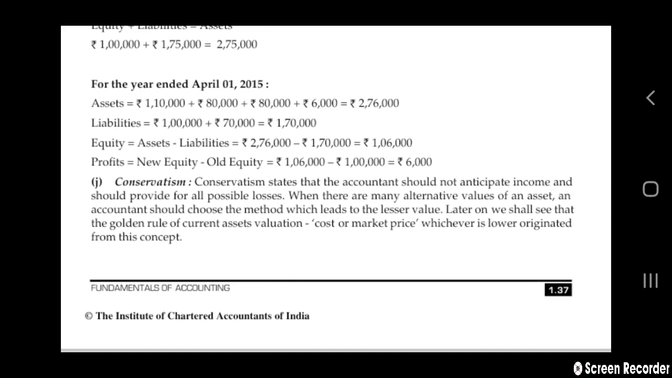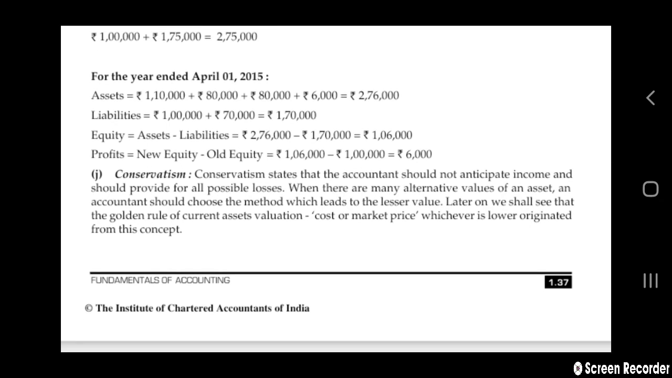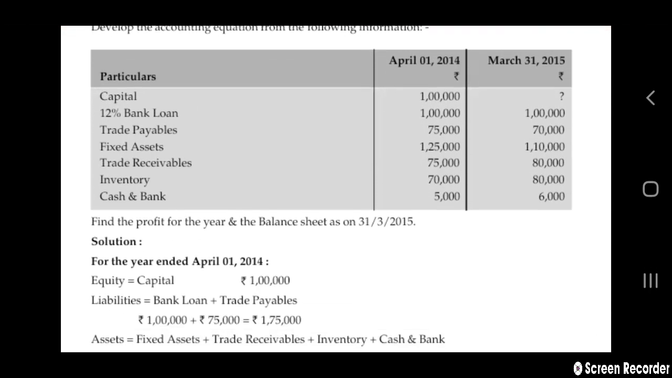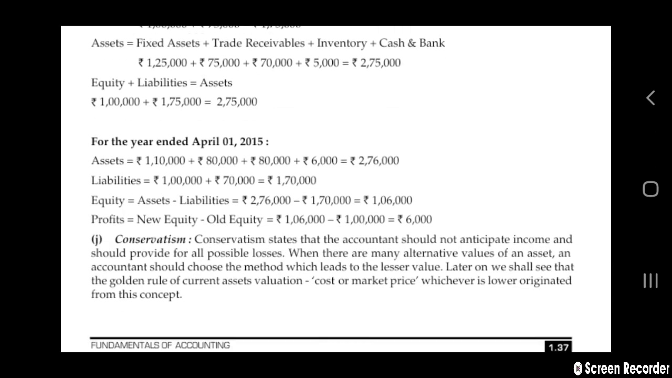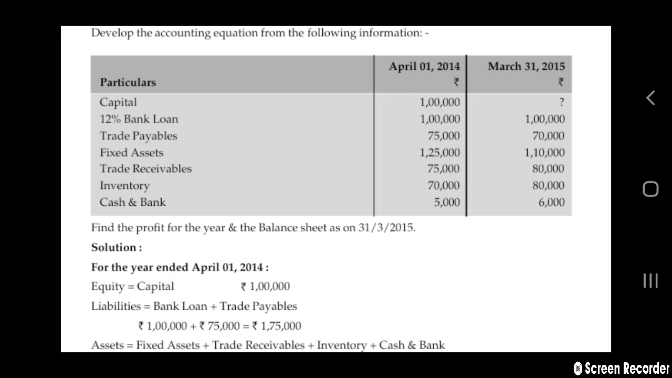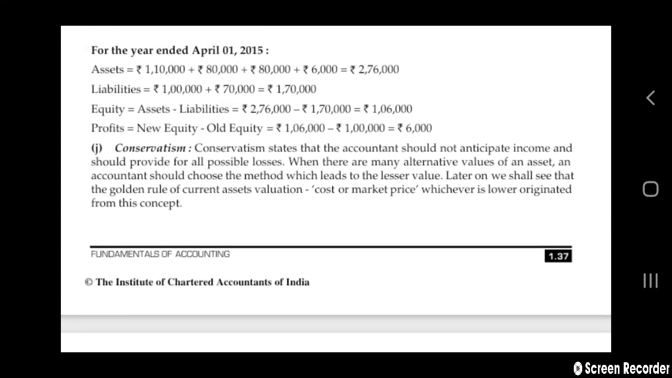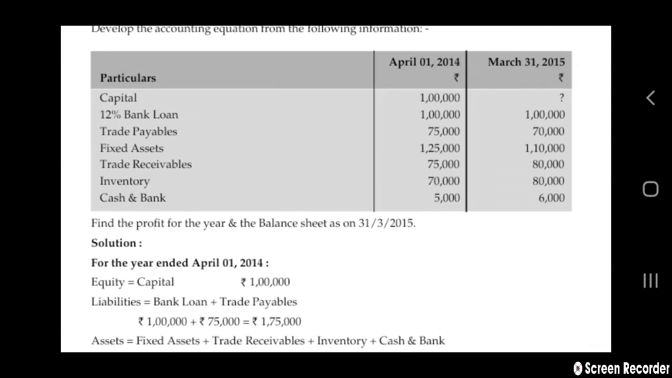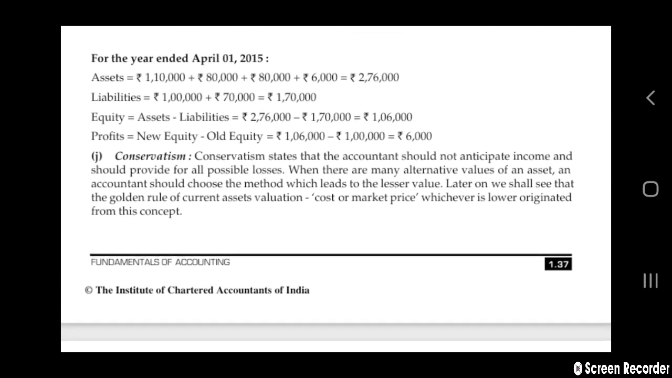Now equity is equal to assets minus liability. So to get equity, it is 2,76,000 minus 1,70,000. These two are the liabilities, because it is the loan you have taken and the trade payables you have taken. But fixed assets you have given, trade receivables, cash and bank you have given. So these four amounts you have given to them. But the 12% bank loan you have taken from the bank, and trade payables you have taken from the trade.